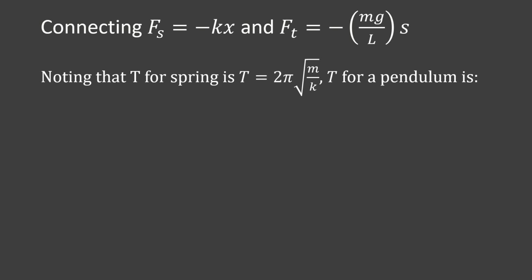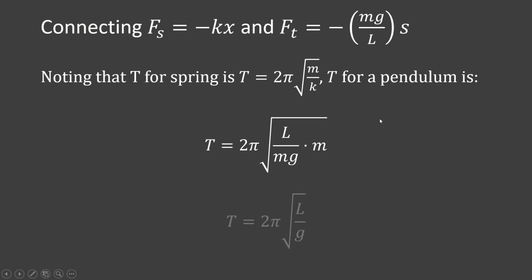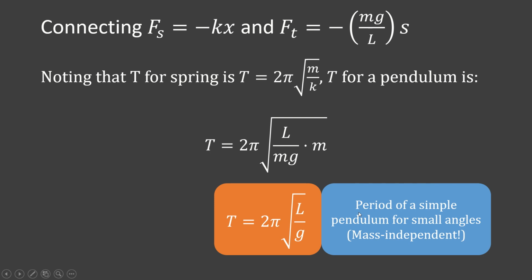For that, remember that the period for the spring, so please take note that this is period, not tension anymore, is equal to 2 pi square root of m over k. The period of a pendulum then should be 2 pi square root of L over mg times m. So note that this is just the reciprocal of k, as in the period of the spring-mass system. And there's something interesting about the result because the m's cancel out. So for a simple pendulum at small angles, you have an expression for the period as follows. It's 2 pi square root of L over g.